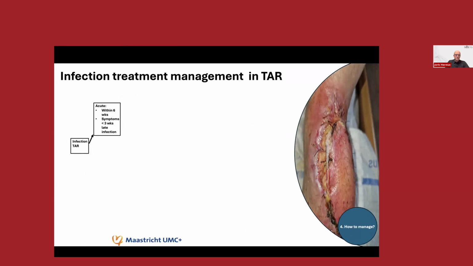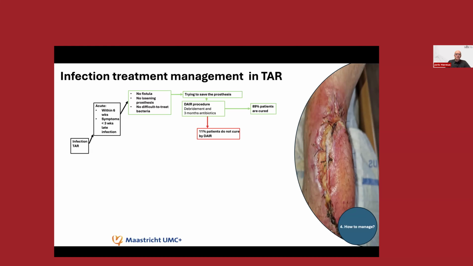The algorithm is as follows. So if there's an infection within 6 weeks, and when you have a late infection, then the symptoms need to be less than 3 weeks. So if there's no fistula, there's no loosening and no difficult to treat bacteria found, then we perform a DAIR procedure. Most of the time it cures with good results.